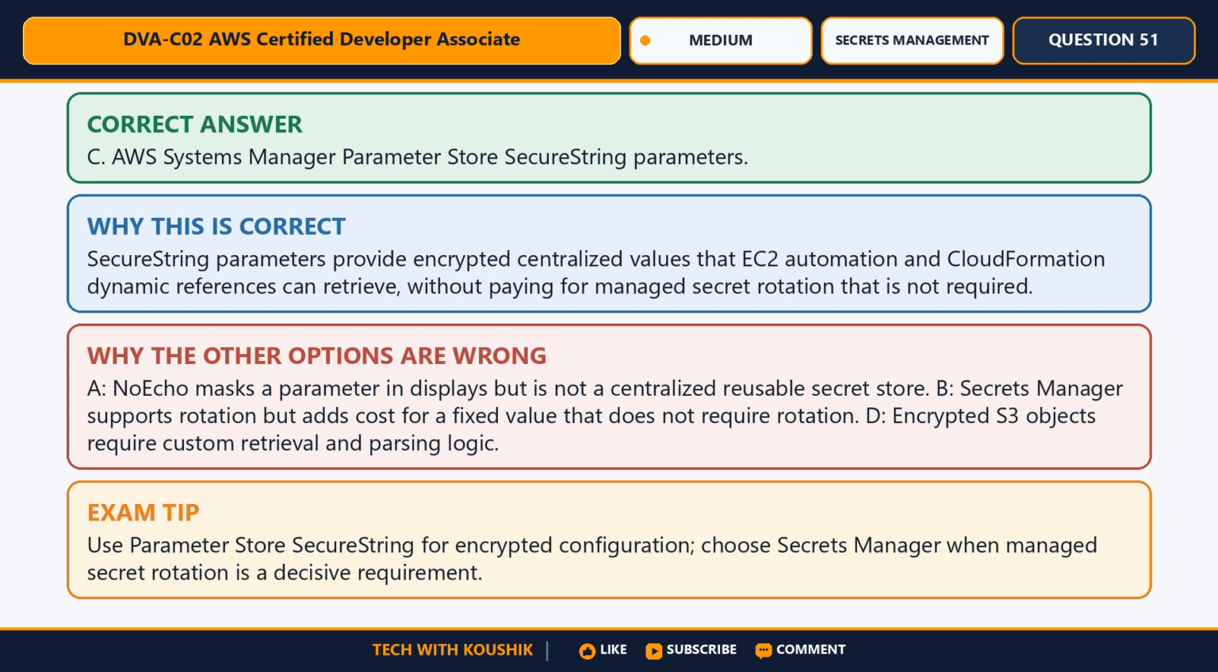Why are the other options not correct? A. NoEcho masks a parameter in displays but is not a centralized reusable secret store. B. Secrets Manager supports rotation but adds cost for a fixed value that does not require rotation. D. Encrypted S3 objects require custom retrieval and parsing logic. Exam tip. Use Parameter Store secure string for encrypted configuration. Choose Secrets Manager when managed secret rotation is a decisive requirement.